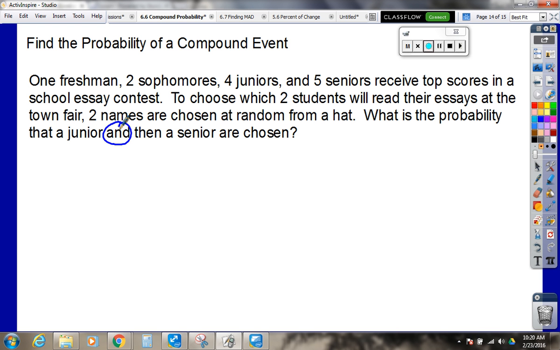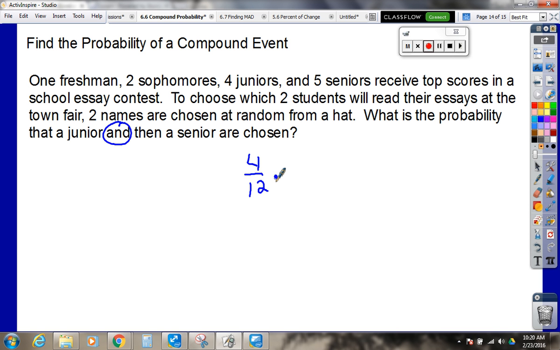So that word and there tells us this is not an or probability, it's an and probability. Okay, what's the probability that a junior will be chosen? Alex? 4 out of 12. Good. 4 juniors out of 12. Now, what's the probability that a senior will be chosen?